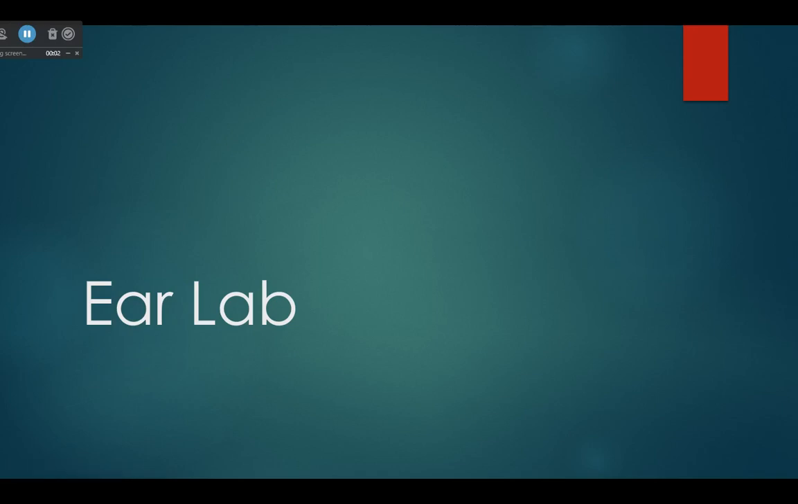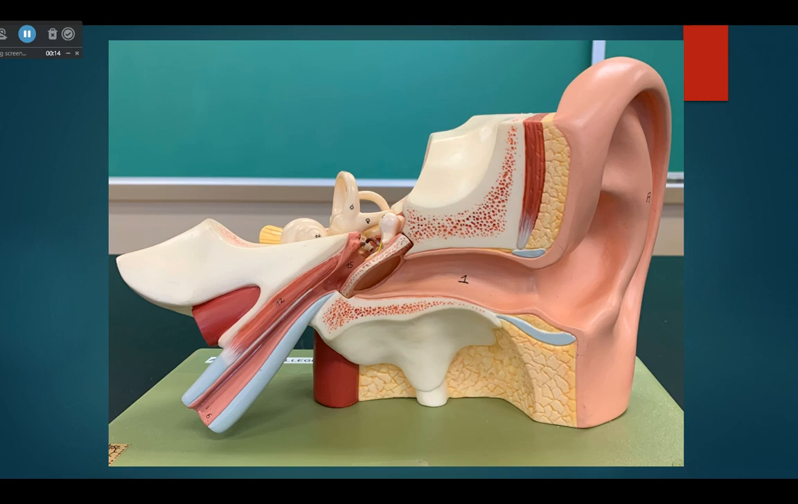In this video, we're going to be looking at the ear lab. This is exercise 25 in your lab book. If you would go ahead and open up your book to page 374, feel free to pause the video while you get to the right page.